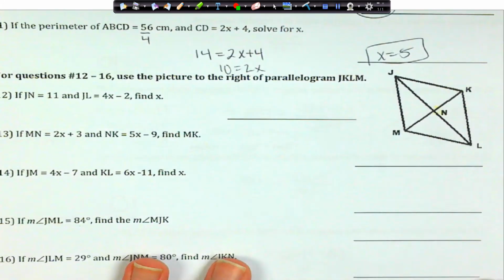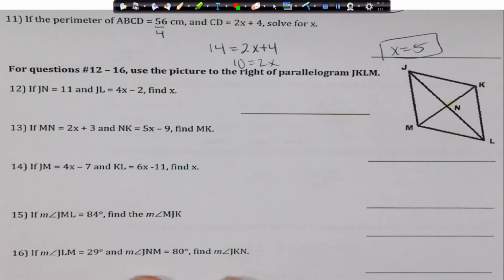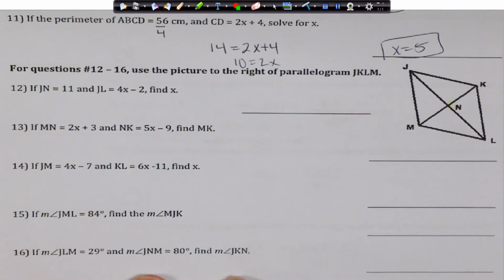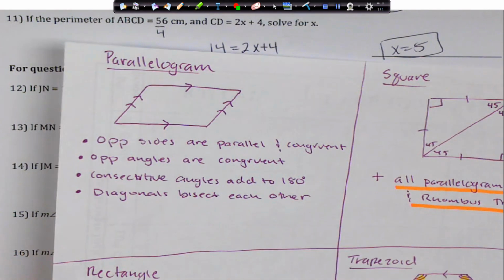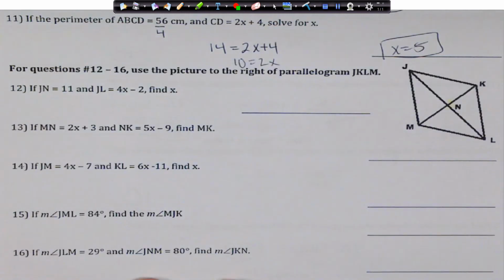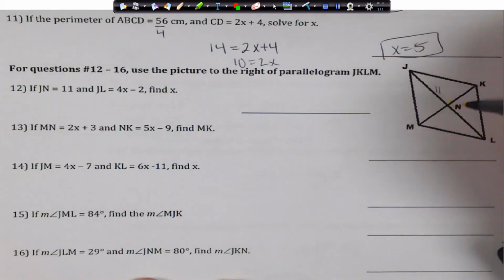Moving right along, we get our next problem, which is use the picture to the right for the parallelogram. So we're only using parallelogram rules. We know that opposite sides are parallel and congruent, opposite angles are congruent, consecutive angles add to 180, and diagonals bisect each other. So JN right here is 11, and JL, the whole thing, is 4x minus 2.